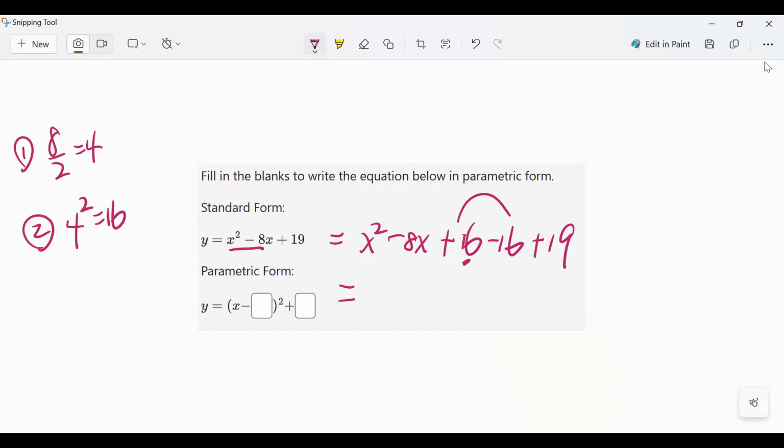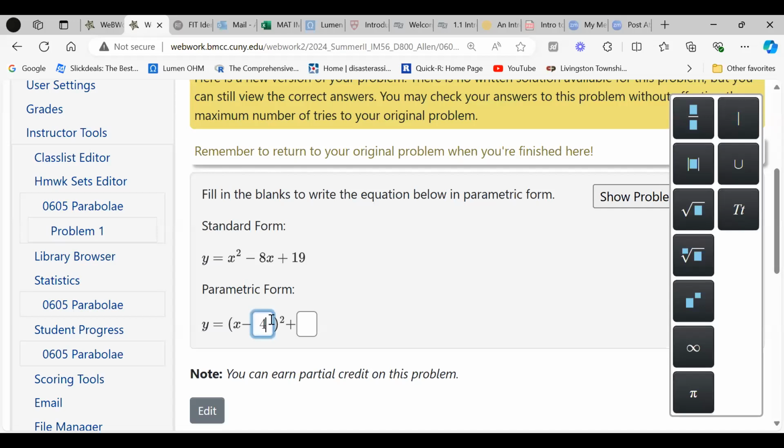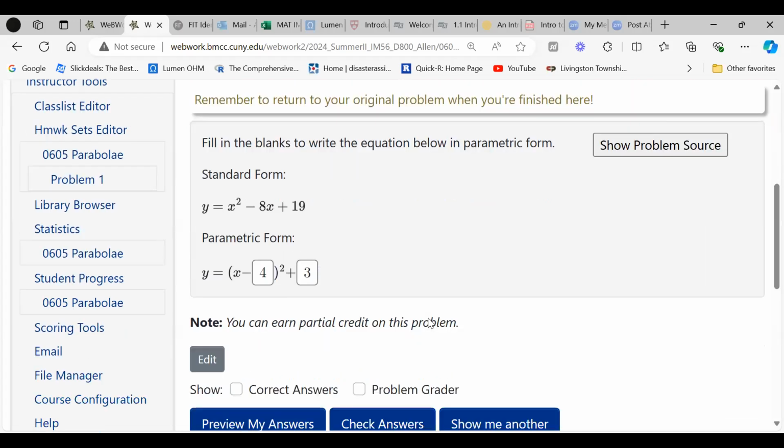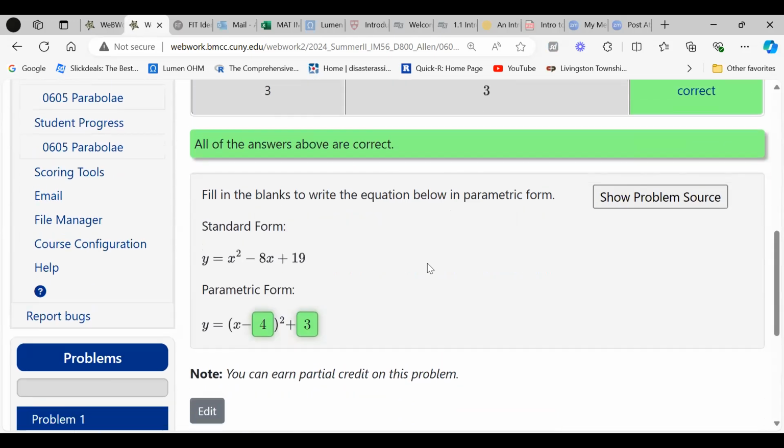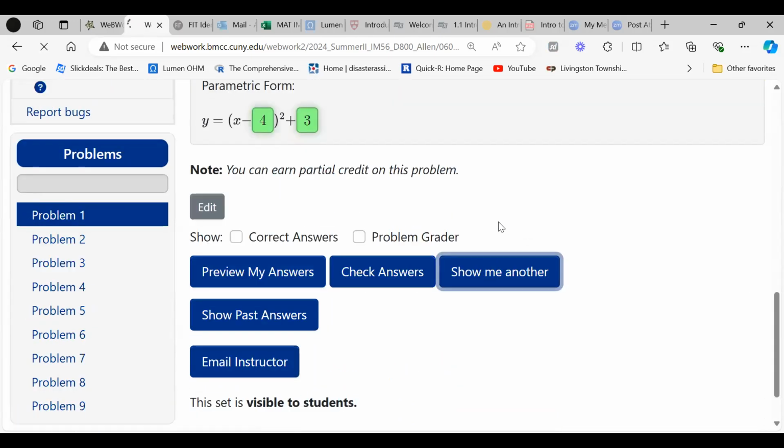The first three terms are a perfect square, x minus 4 squared, and adding 3. So we end up with x minus 4 squared plus 3. Any question about this? Check the answers. We get a correct answer. So you guys try another one.